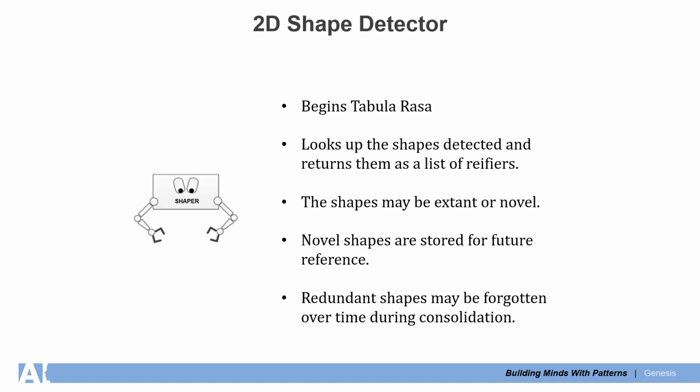The 2D shape detector begins tabula rasa, like a blank slate. It looks up the shapes detected and returns them as a list of reifiers. The shapes may be extant or novel. Novel shapes are stored for future reference. Redundant shapes may be forgotten over time during consolidation.